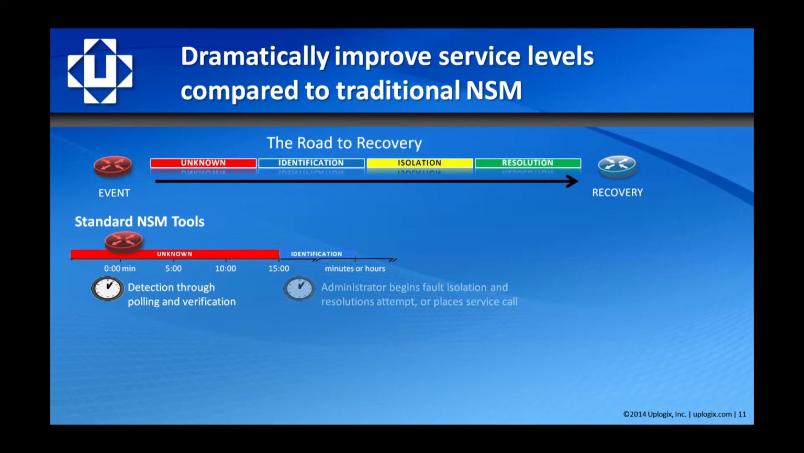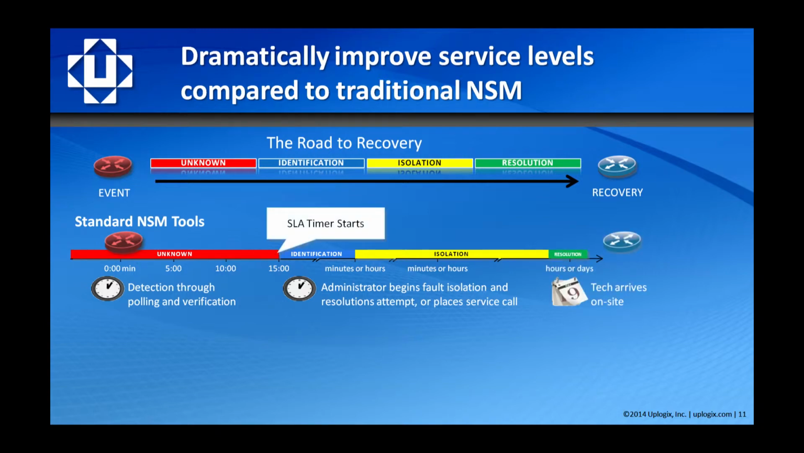And then that identification process where you try to figure out, is it the router, is it the circuit, is it some routing protocol that's gone down. And then that isolation process of trying different actions to see if you can resolve the problem generally starts at about an hour and takes hours to resolve. And then through that resolution process is generally hours to maybe days if you have to send somebody on site. But again, we'll focus around that SLA timer starting at about 15 minutes from the time the first packet drops to the time we start calling in a problem.